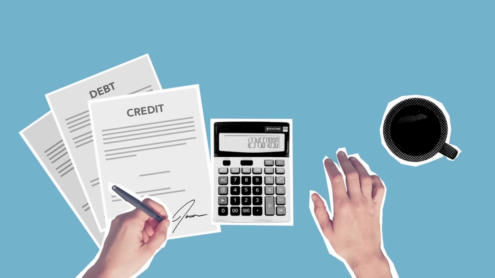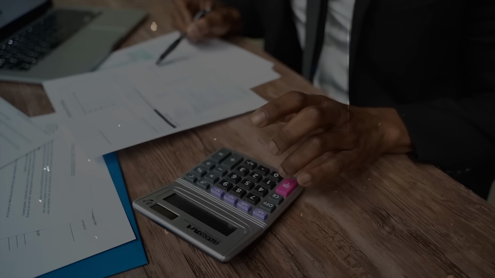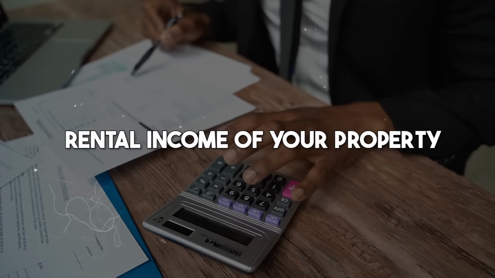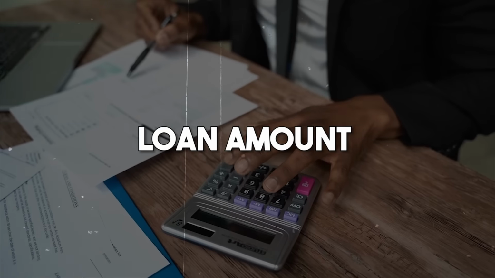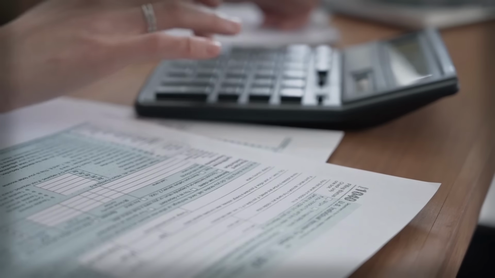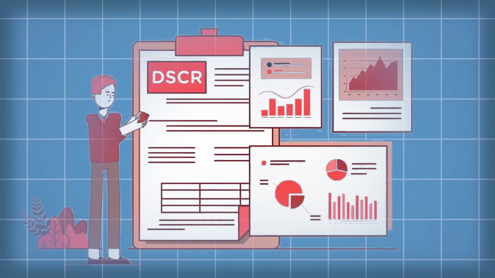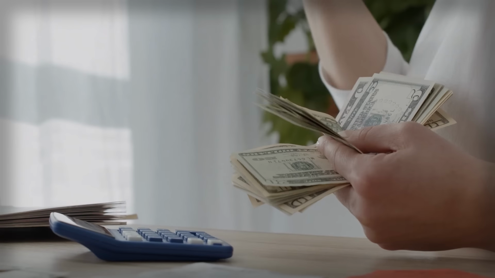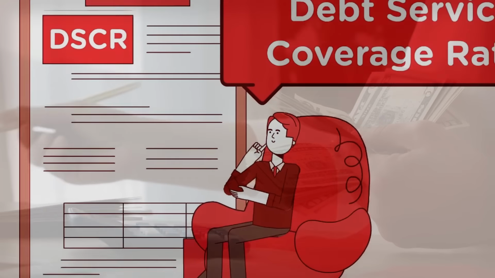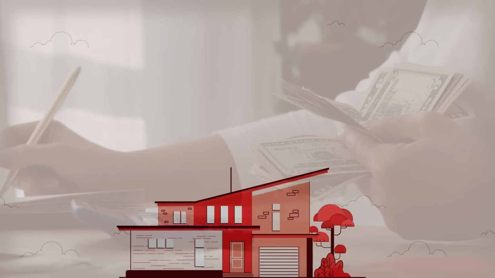A credible tool for anyone considering a DSCR loan is the DSCR calculator. The DSCR calculator allows you to input the rental income of your property, operating expenses, loan amount, interest rates, and any other relevant info. Then it will calculate everything automatically. This tool is incredibly useful because it gives you an idea of what a lender will see. By understanding your property's DSCR in advance, you can increase or decrease the loan amount to play around with the DSCR ratio to get approved.